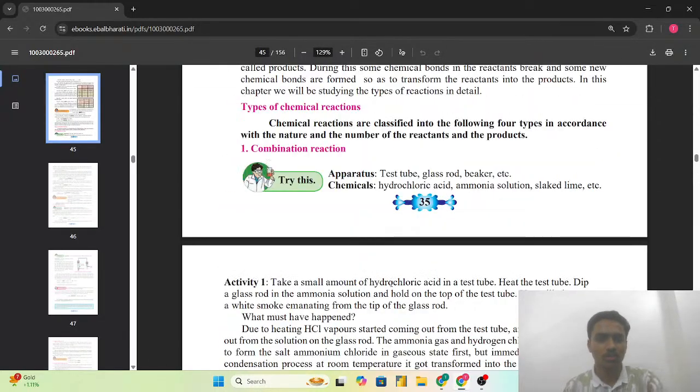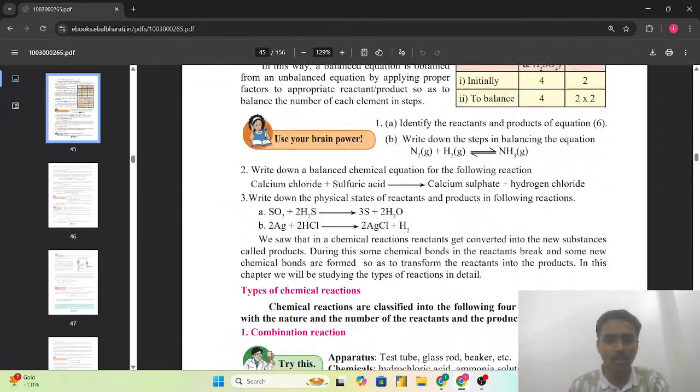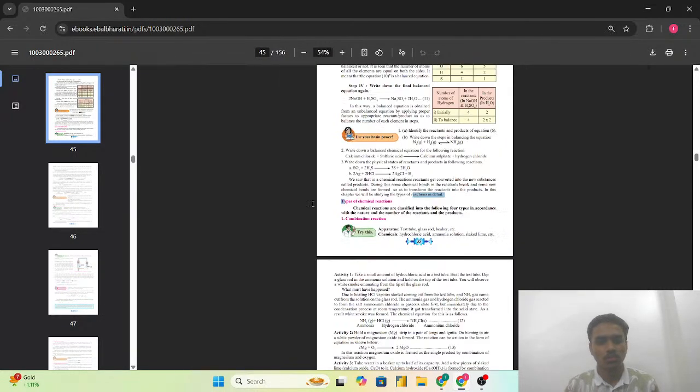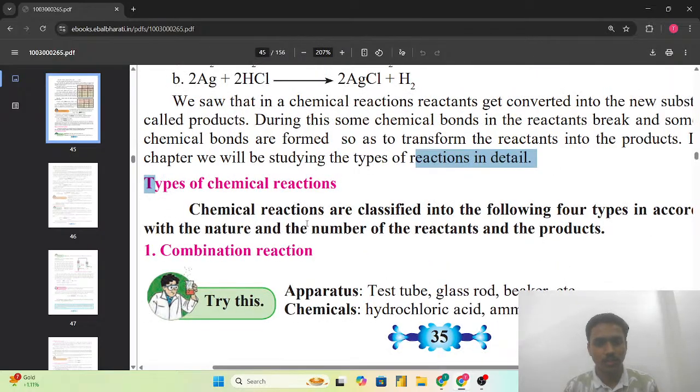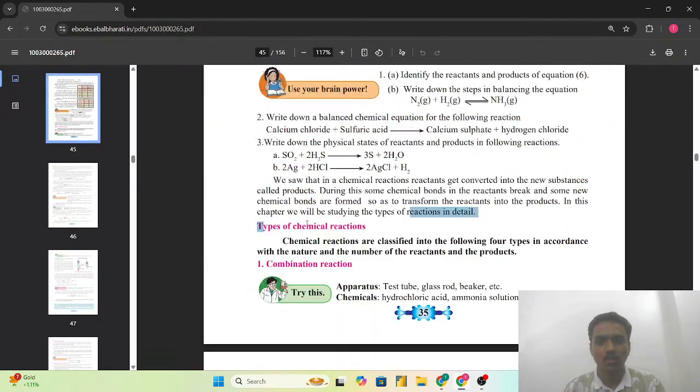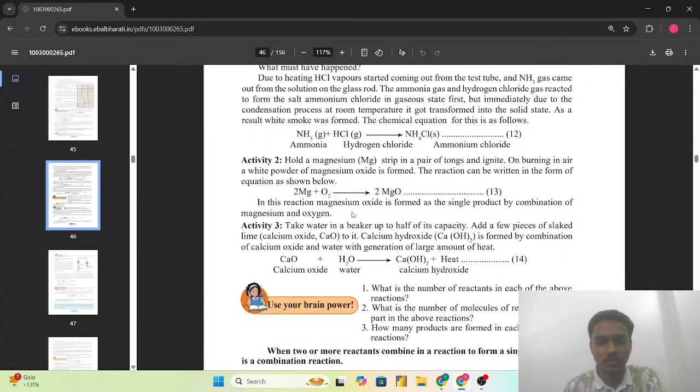So we are studying chapter number 3 of class 10 science. We are studying the types of chemical reactions. Till now we have studied the combination reaction and the decomposition reaction. In the combination reaction, we saw the example of ammonia reacting with hydrogen chloride, which leads to the formation of ammonium chloride.